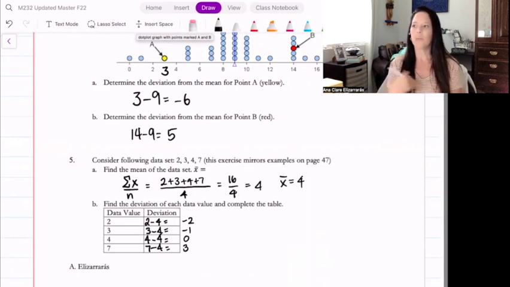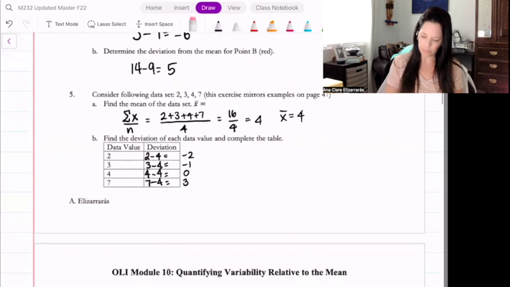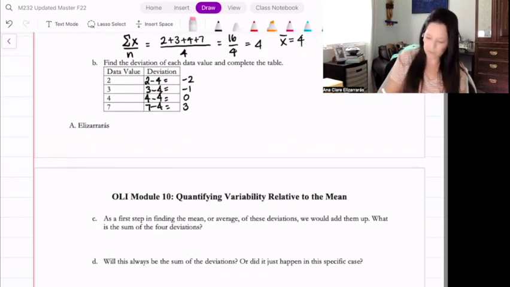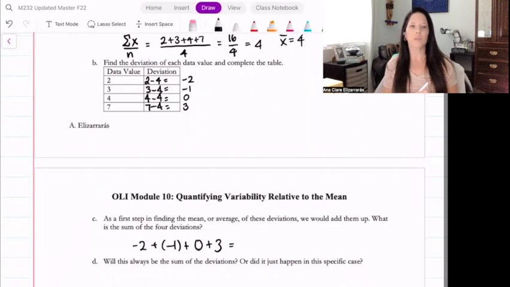On the next page, we are asked to sum these values. What is the sum of these four values? What is the sum of -2 plus -1 plus 0 plus 3? -2 plus one more negative is -3. -3 plus 0 is -3. And -3 plus 3 is 0.